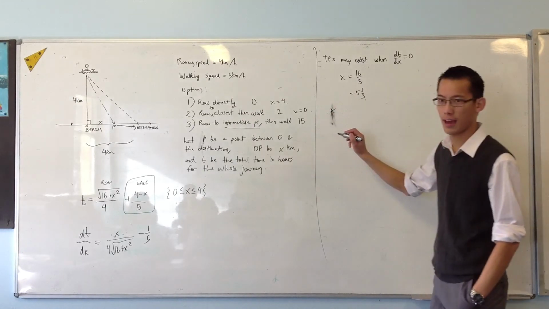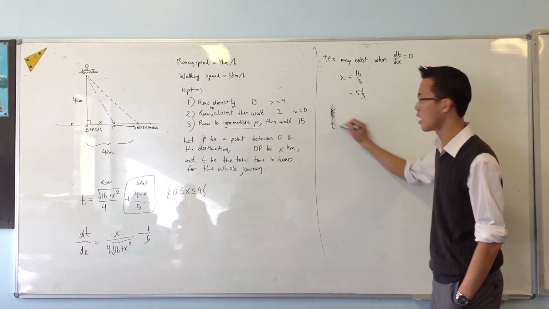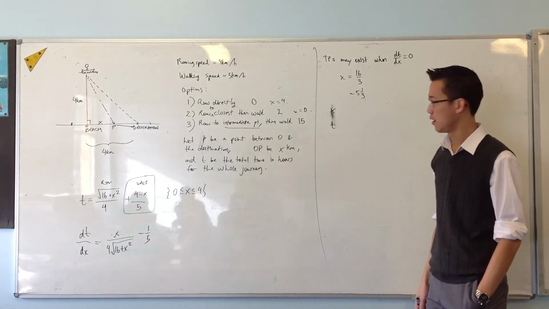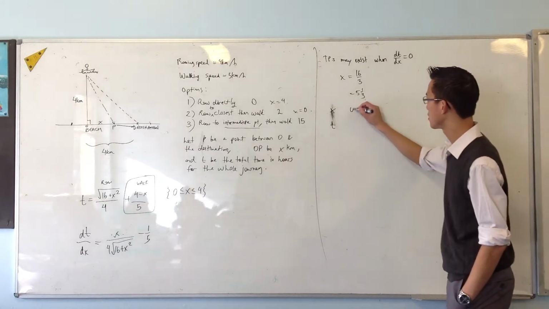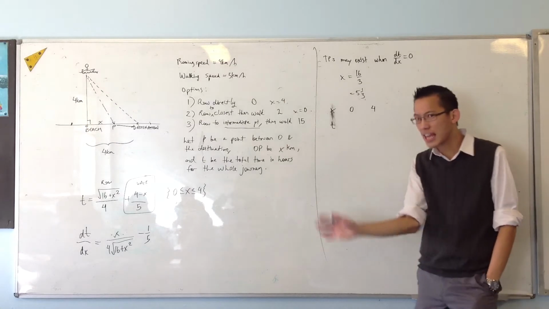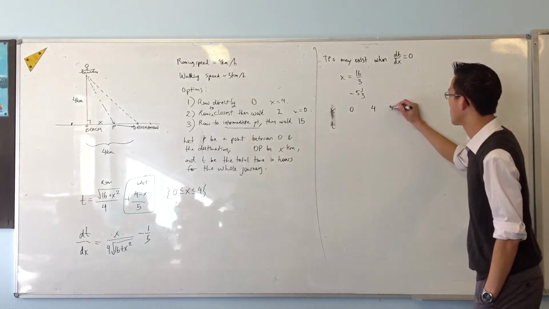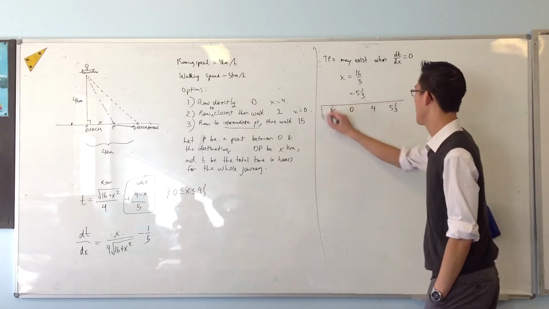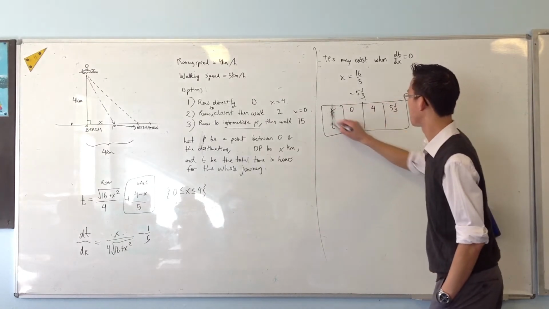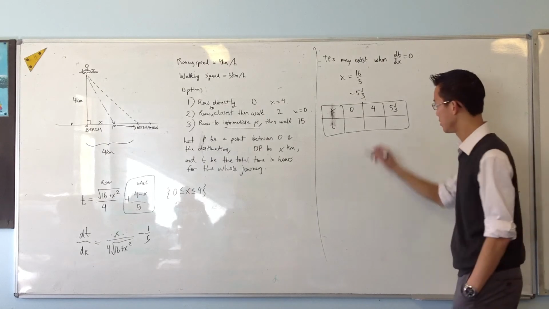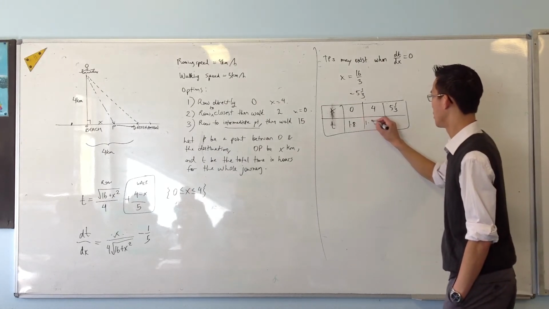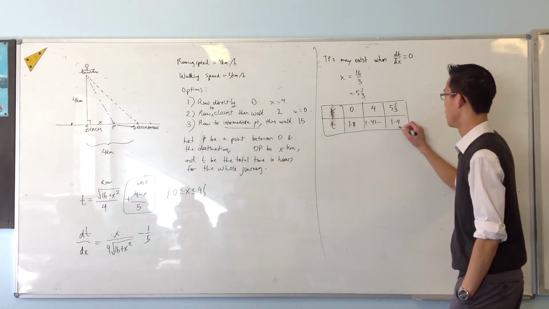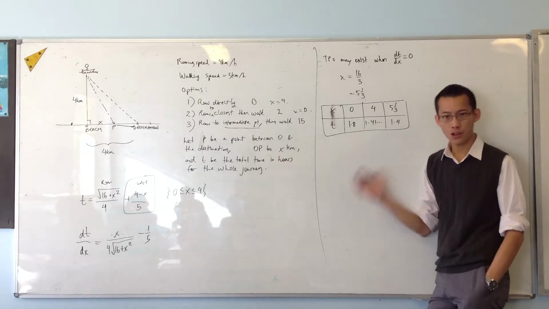X first, okay? What value of x and what time I get as a result. So I'm going to test out my endpoints, 0 and 4, and just for the sake of it, just to see what's going on, I'm going to test this stationary point I got, which is outside the domain. Now, what happens? 1.8, 1.4, 1.42. Sure enough, these are the values you get.